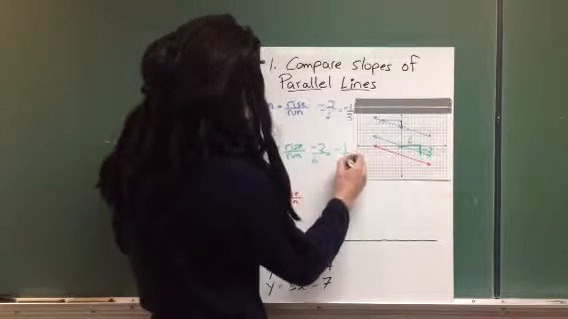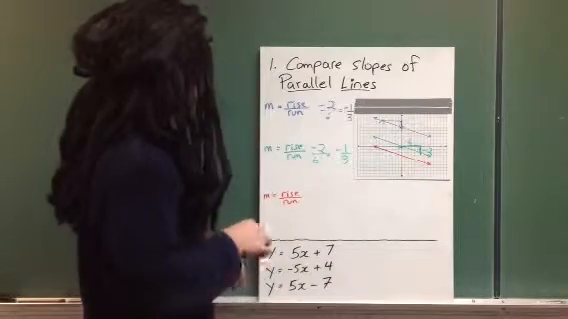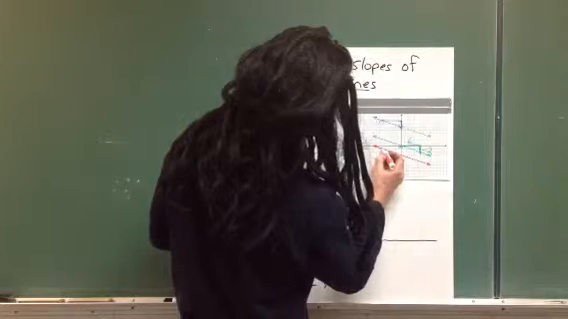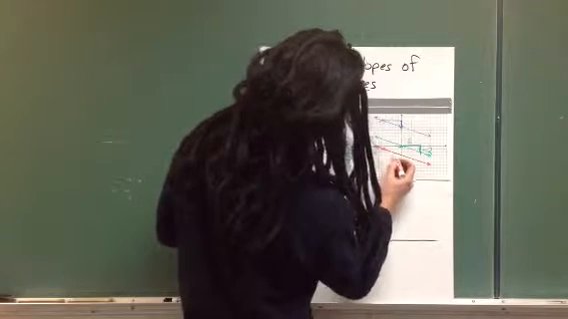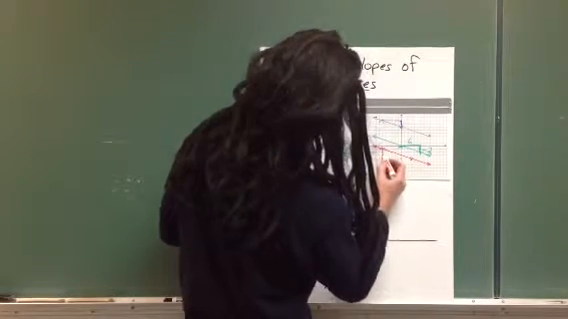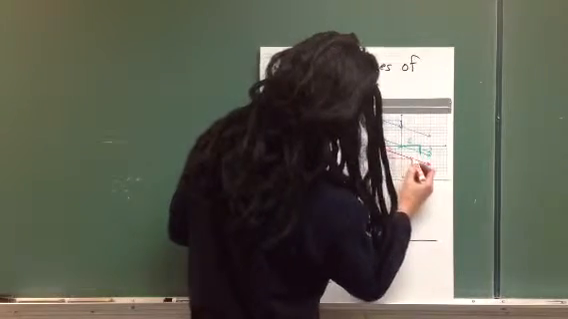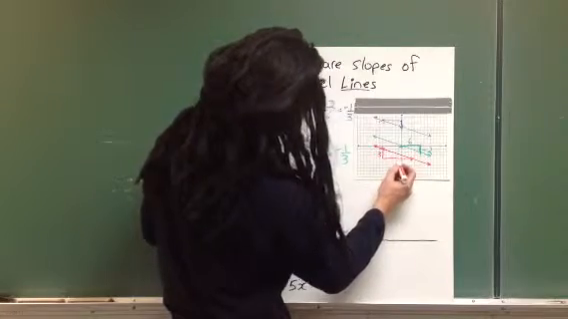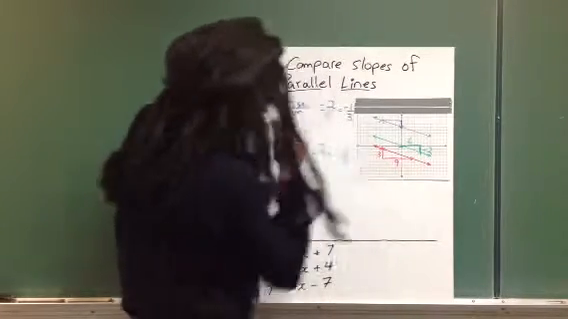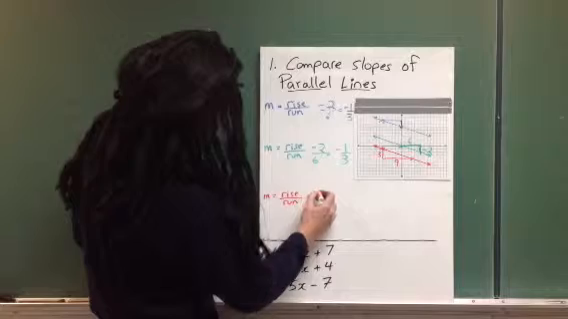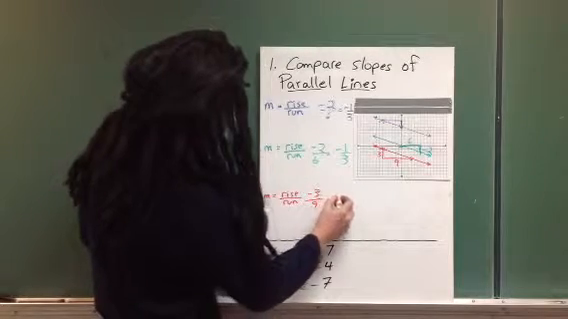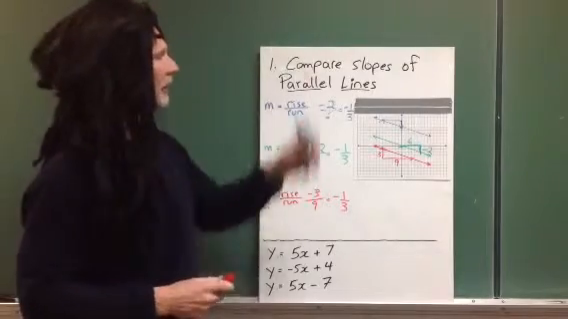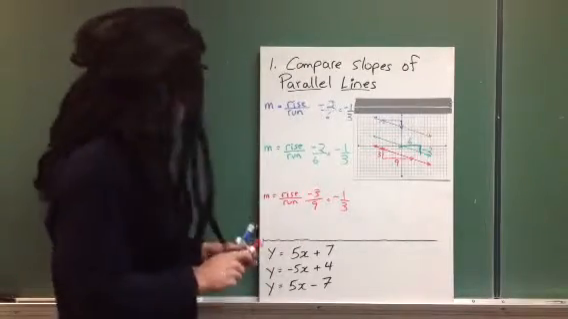This one is also -2/6, or -1/3. My red line, just for something different, I'll put my triangle below and try two different points. I'll try this one and this one. This time I have a rise of -3 and a run of 9, but it still reduces to -1/3. So in other words, the slope of all parallel lines will be equal.